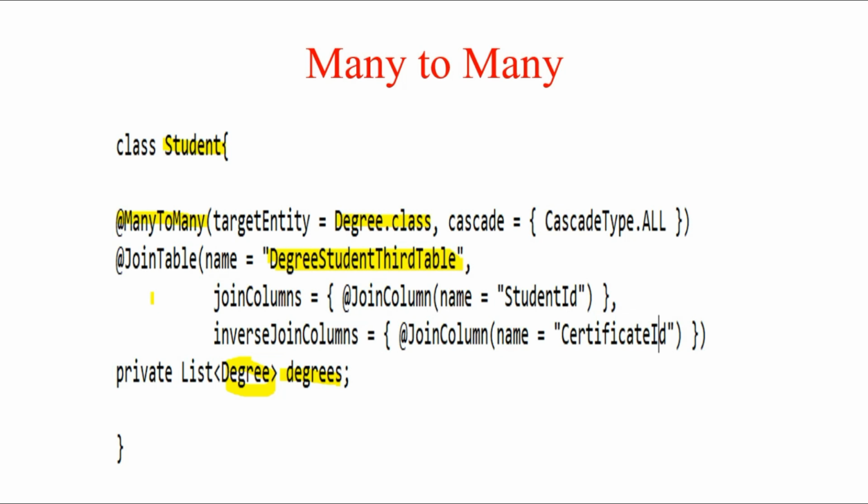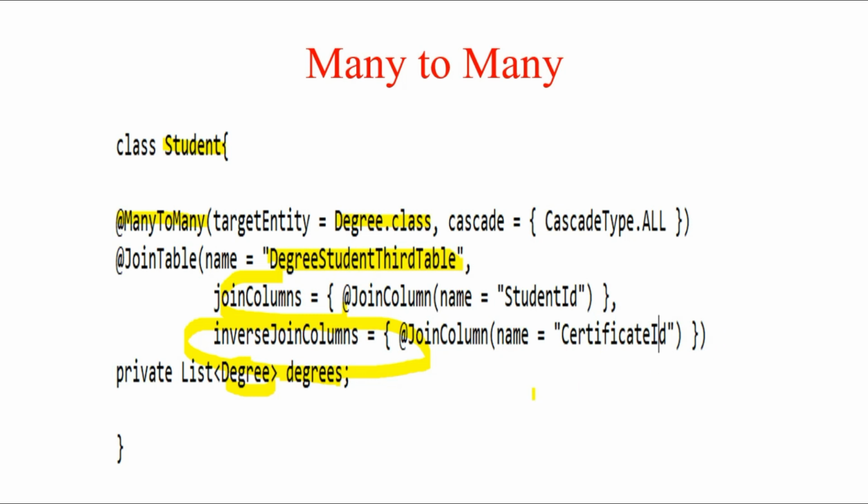But how do you actually map these into the database? There will be a third table created with whatever name you give, XYZ here, and then there are 2 properties, join column and inverse join column. Suppose I have student ID 1 which has degrees 1 and 2, and student 2 which has degrees 2 and 3. So there will be a third table created where the entries will be 1, 2 and 1, 2, 3.